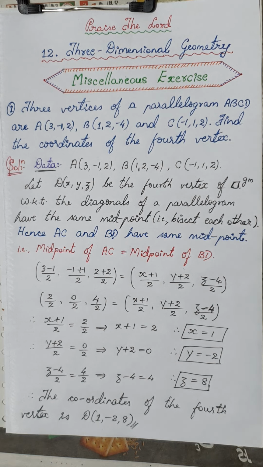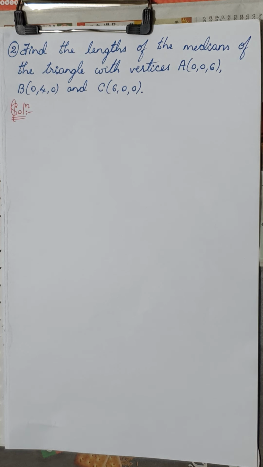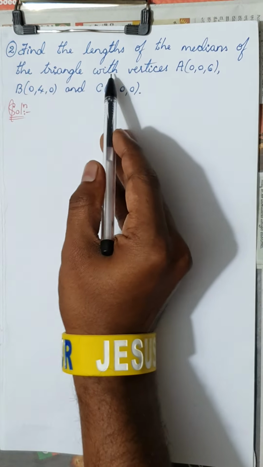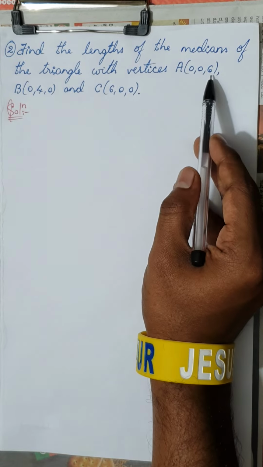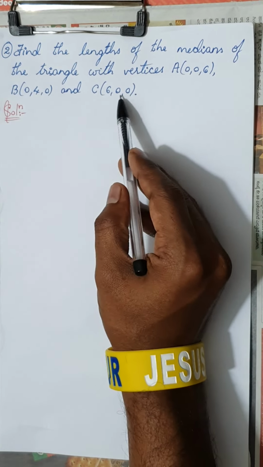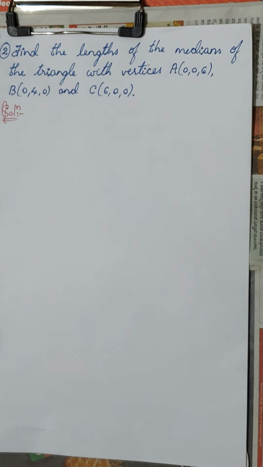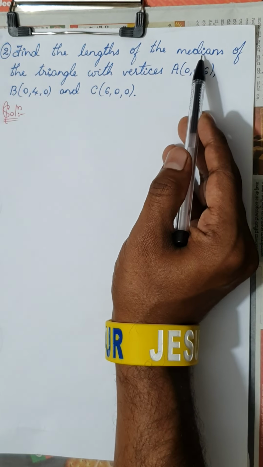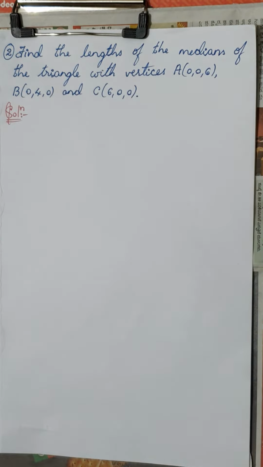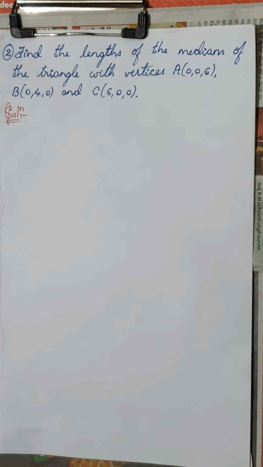Let's take up the second one. So here comes the second question. Find the lengths of the medians of the triangle with vertices A(0, 0, 6), B(0, 4, 0) and C(6, 0, 0). Okay, first of all, you should know what a median is. Then you can find out the length by using the distance formula or whichever formula is applicable in that case.